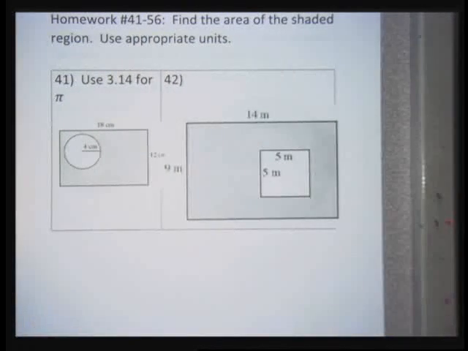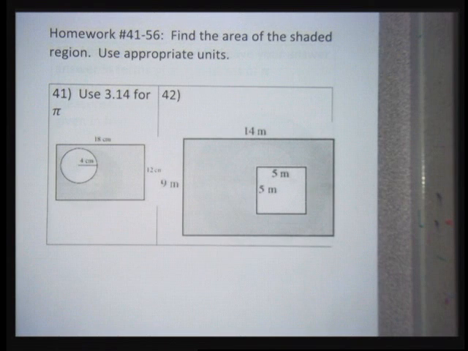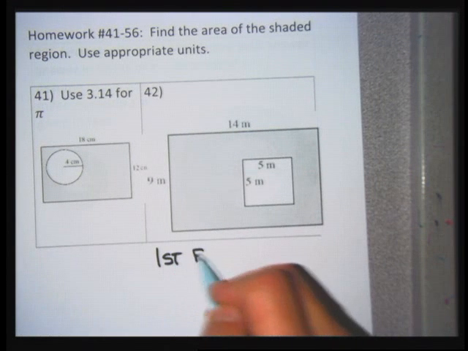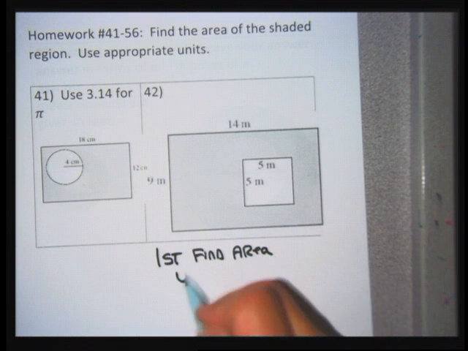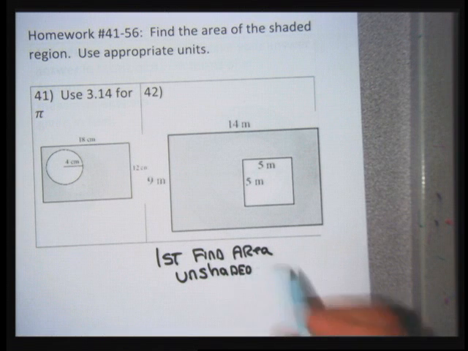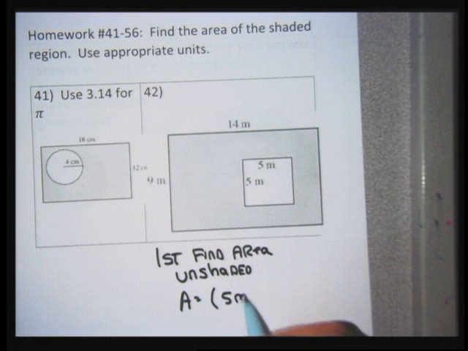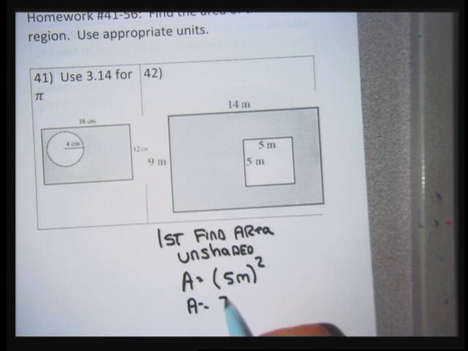Homework problem. Problems 41 and 42 are going to work the same. For me, first, I'm going to find the area of the unshaded part. My unshaded part is a square that is 5 meters by 5 meters. The area of a square is side squared, so my unshaded part is going to have an area of 5 times 5, or 25 meters squared.